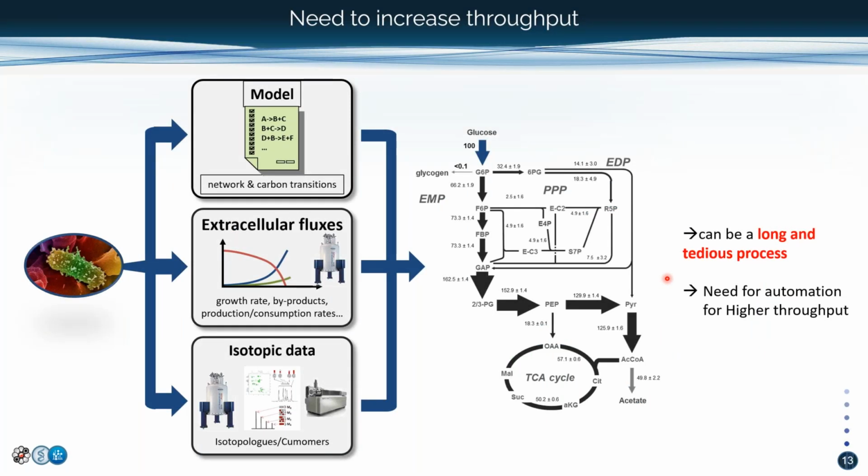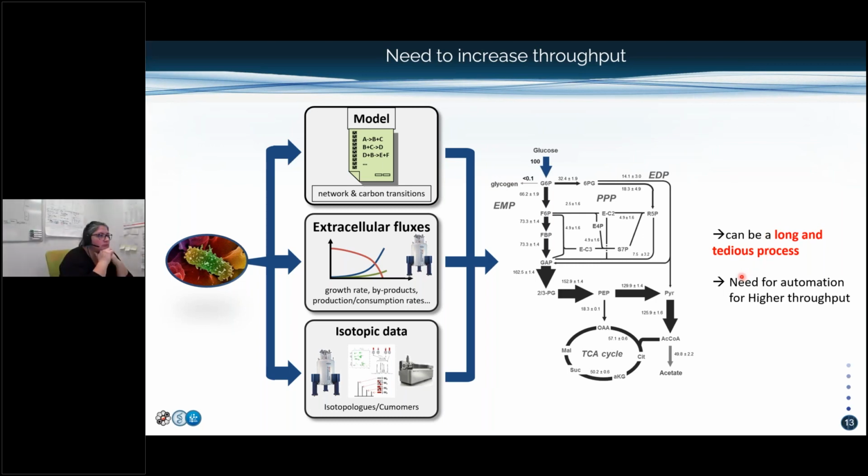So to come back to the complete workflow to get a flux map for one cell, it can be quite complicated, especially if we have an organism that we don't know. We need a lot of information, and we need time to process data and to be able to make the quantification and calculation of fluxes. So we tried to go a bit faster, and for that we really needed automation and higher throughput.